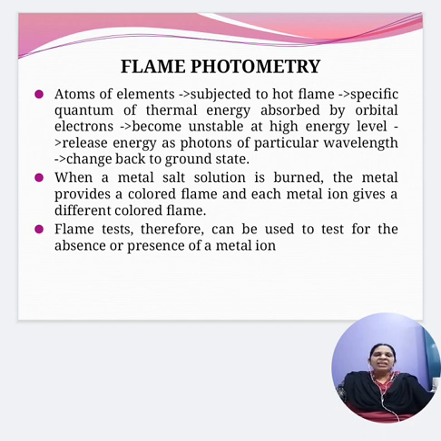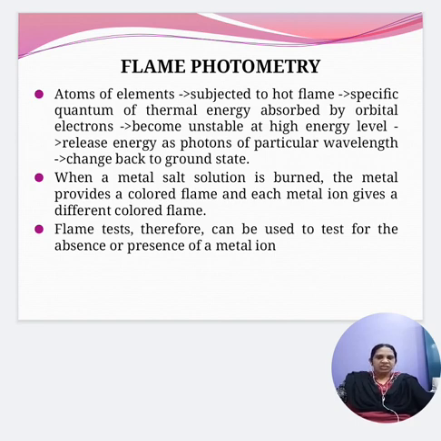When the sample is introduced into the flame, what happens? The sample absorbs the thermal energy, and the electrons in its orbitals become unstable. They go to a higher energy state, and as they are unstable in that state, they want to come back to their original state. In that process, they release energy in the form of photons of particular wavelength, and then they change back to their ground state.